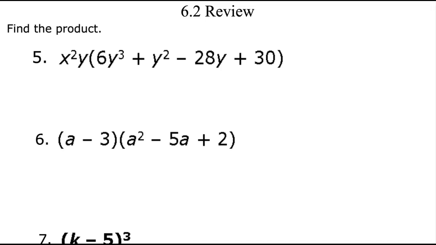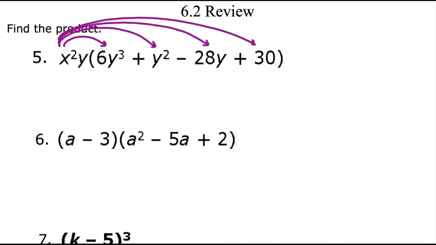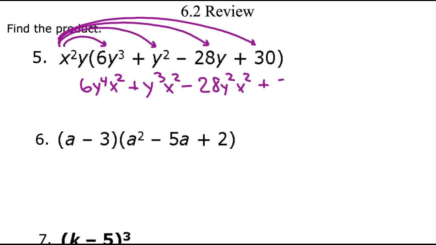Oh, products. Hey, now we're multiplying these things together. This is going to take forever. Okay, this is just basically distributive property. So we're just going to multiply x squared y times every term in there. There's nothing to combine inside of there, so that's simplified. So this is going to be 6y to the 4th x squared plus y to the 3rd x squared minus 28y squared x squared plus 30yx squared. I just put all the y's first because they had a higher power.